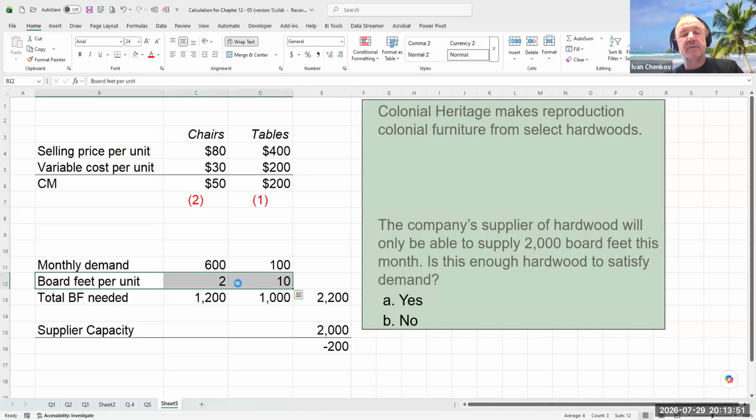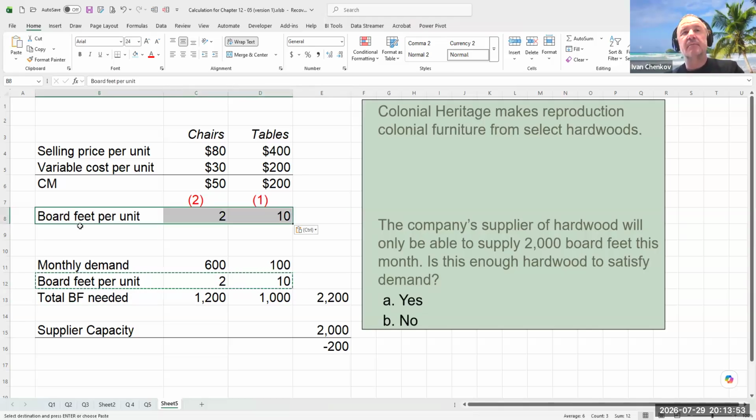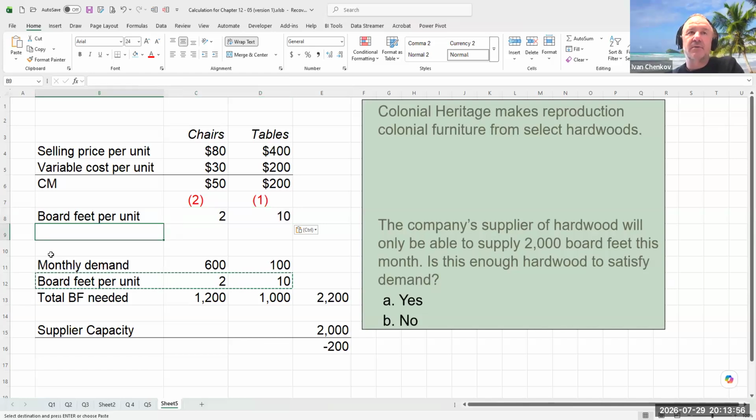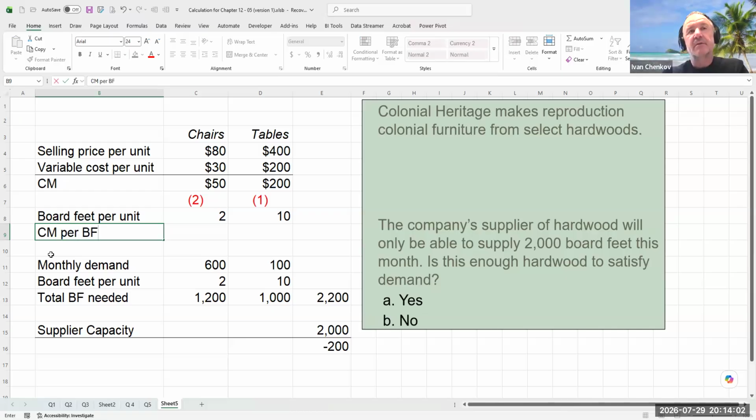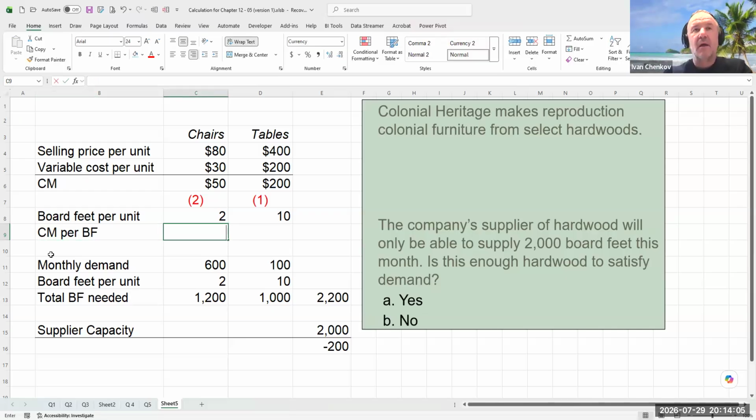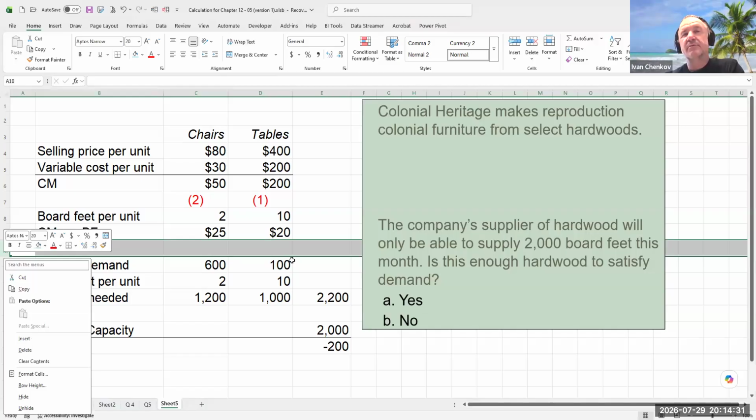Do I know how many board feet I need to produce 1 table and 1 chair? Yes, I do. So since I have the board feet for those, I can get the contribution margin per board feet. For the chairs, the $50 I'm getting from 1 chair, which needs 2 board feet, is $25 per board feet. How about the tables? Same idea. It's going to come to $20 per board feet.